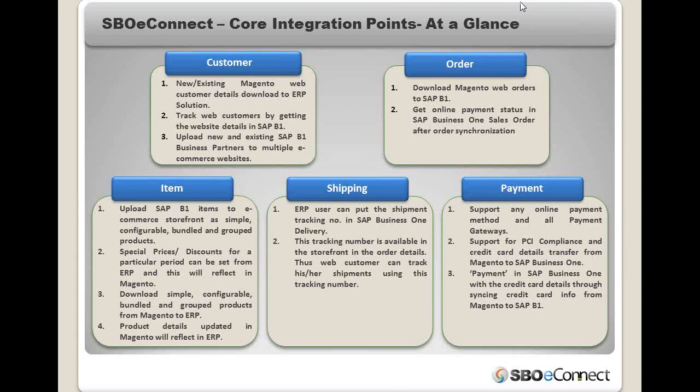So this is the core offering of SBOeConnect. You can see at a glance that SBOeConnect supports mainly 5 entities for integration: the customer, order, item, payment and shipping information, synchronizing between these two platforms. All of the synchronization is done automatically, and all of the synchronization is bi-directional. That means in both ways.